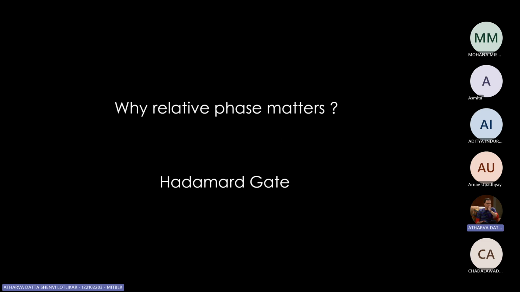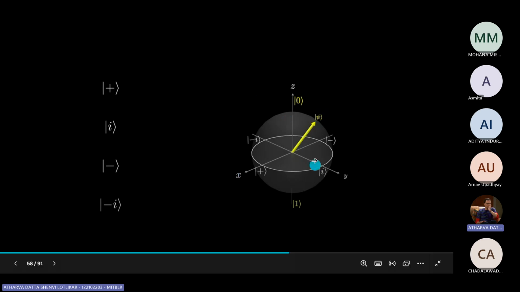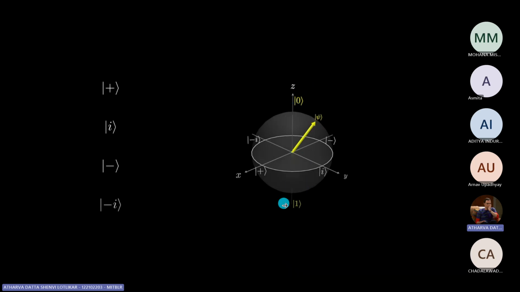Why does relative phase matter? The answer is the Hadamard gate. What is the Hadamard gate? I'm coming to it. If you have seen the Bloch sphere, on your z-axis you have the ket vector 0 and the ket vector 1.